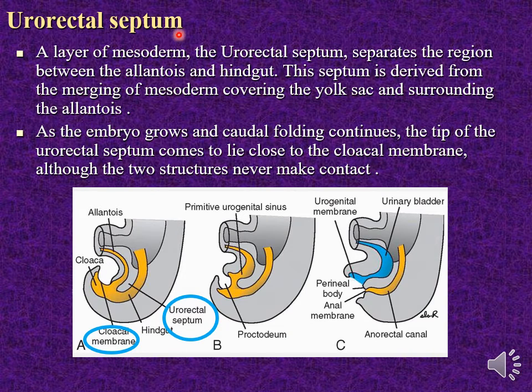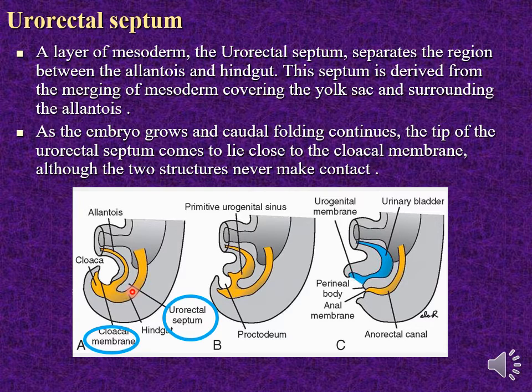Urorectal septum. A layer of mesoderm is the urorectal septum. This is the urorectal septum. It separates the region between the allantois and the hindgut. This septum is derived from the merging of the mesoderm covering the yolk sac and surrounding the allantois.